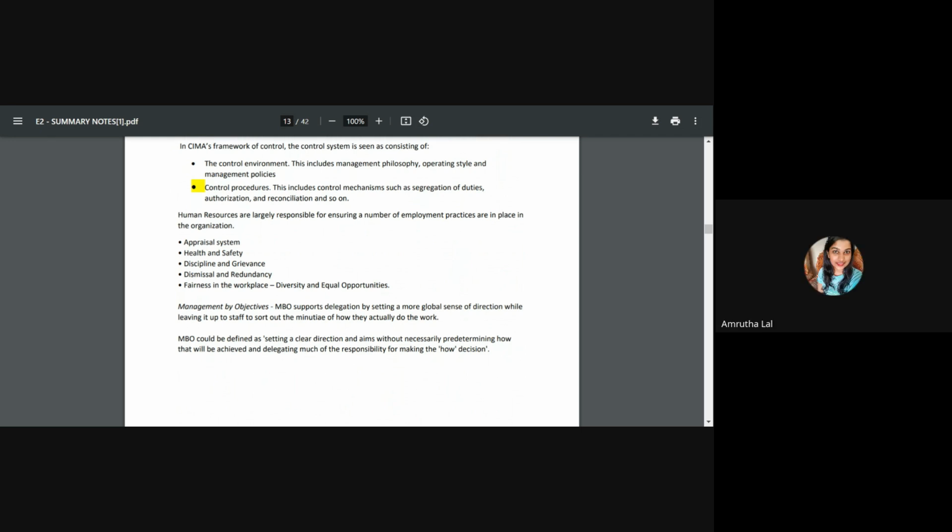Performance appraisal. So if an employee is working effectively and if the manager or the TL is happy with their performance, his performance can be reviewed on a periodic basis and he can be rewarded. Okay, that's good. The next one is health and safety.